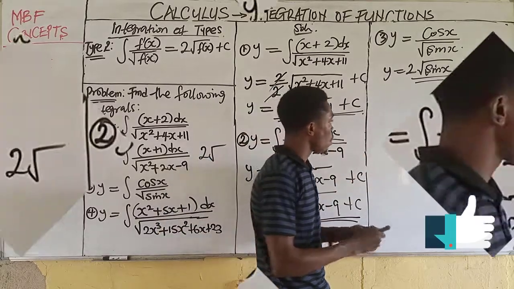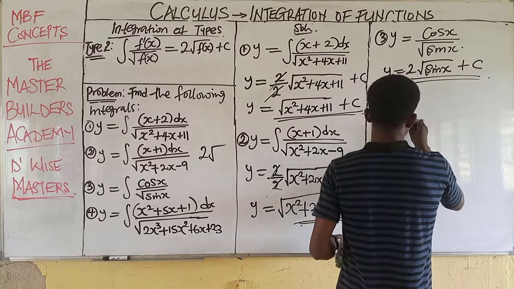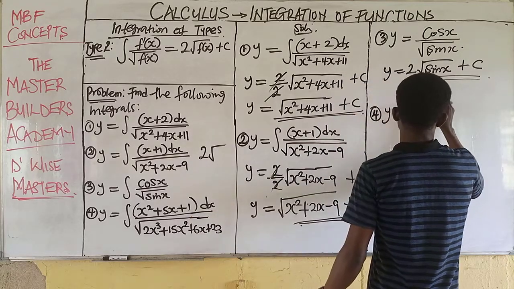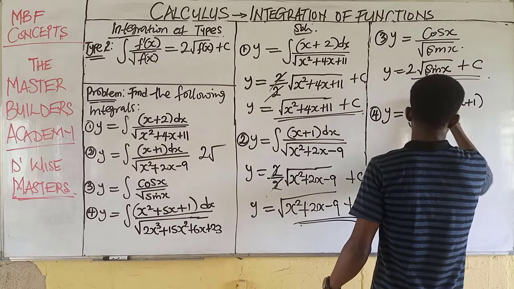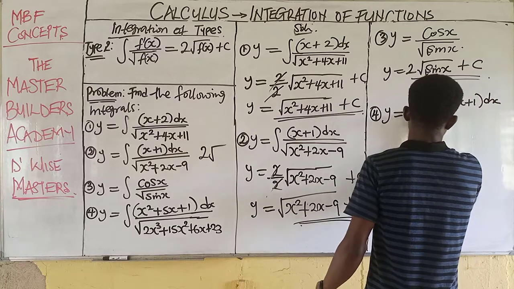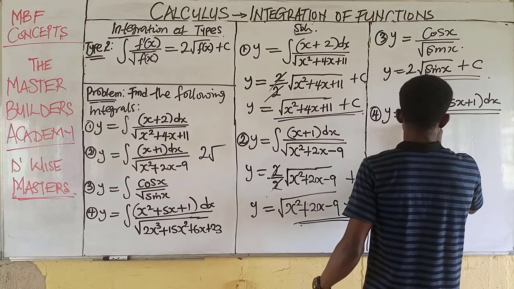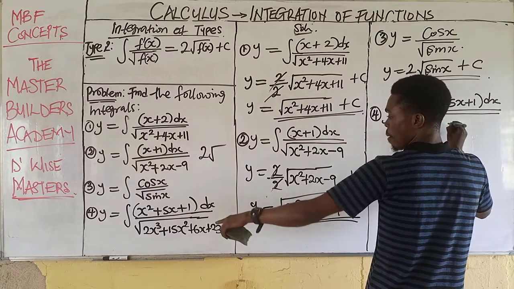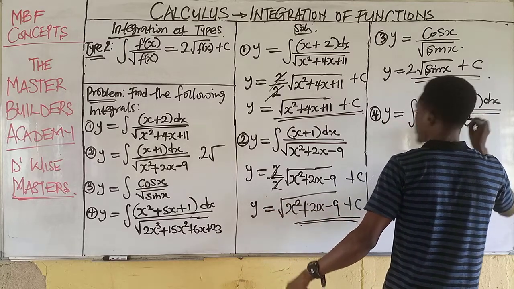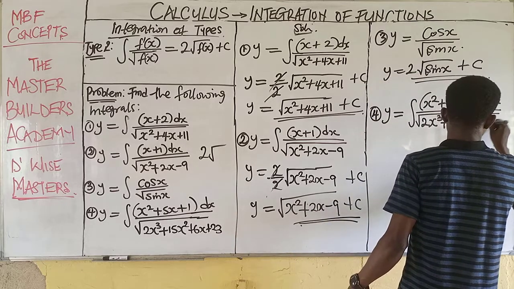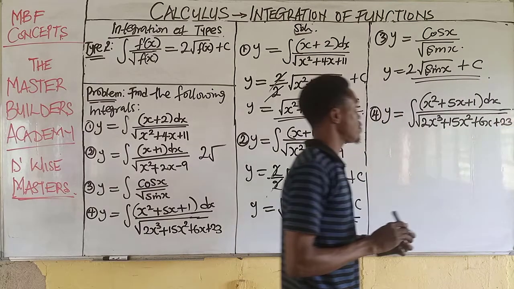Now let's look at question number 4. Question number 4, we have y is equal to the integral of x squared plus 5x plus 1 all dx, all over the square root of 2x cubed plus 15x squared plus 6x plus 23. This is what we have.